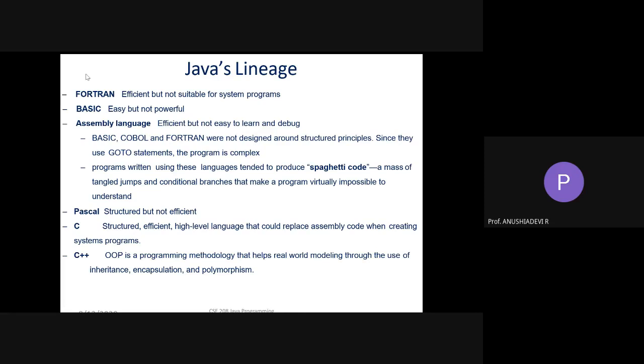But C is a structured programming language, but it is not object-oriented programming. What does object-oriented programming mean? It should be usable for real-time applications. Here, all the things are considered as objects. Then only is the language called OOP. C++ is an OOP language, that is, an object-oriented programming language, because it has the concepts of inheritance, encapsulation, and polymorphism. By using these concepts, we can use C++ for real-time applications.